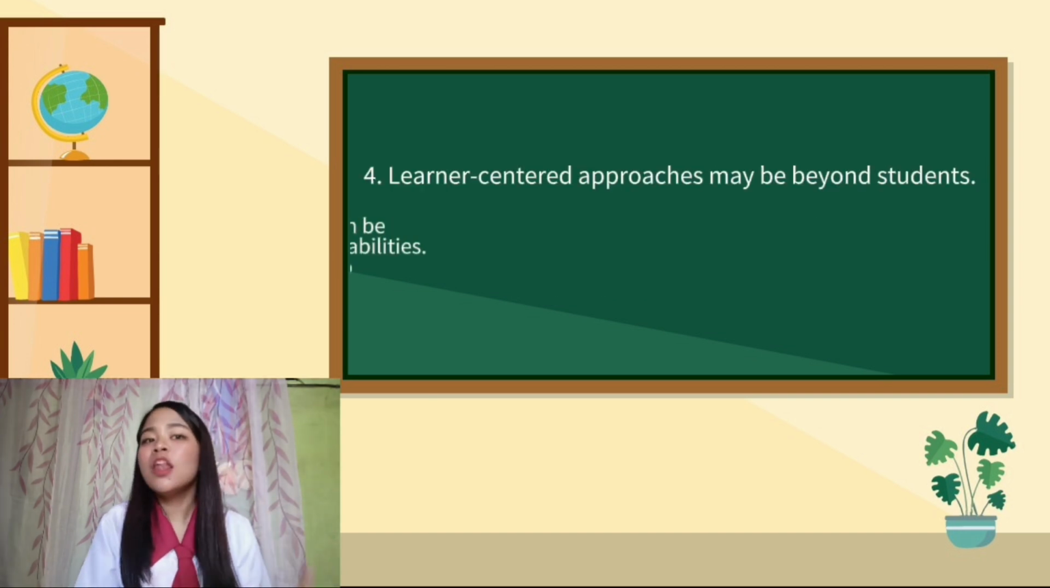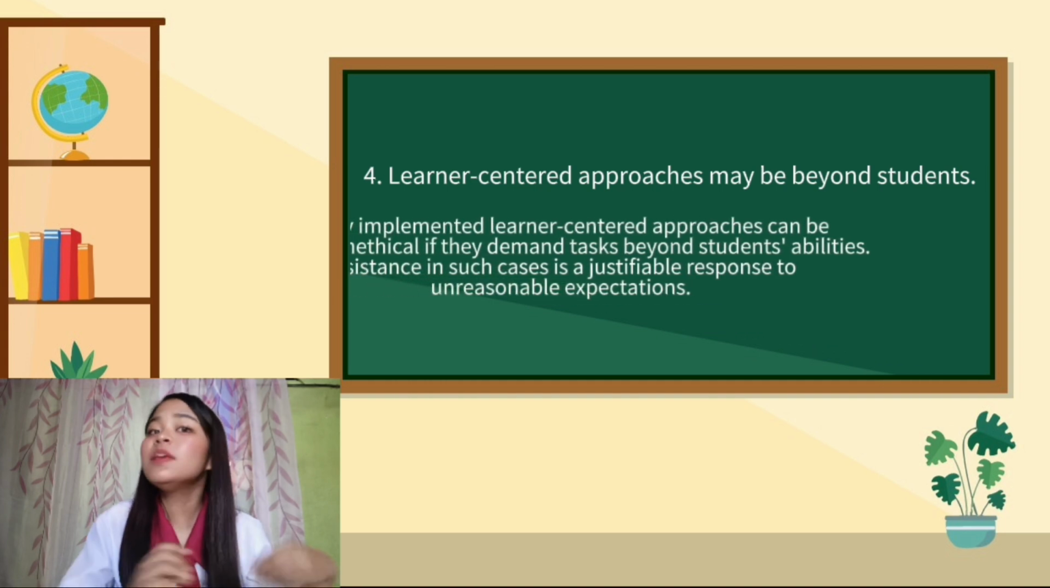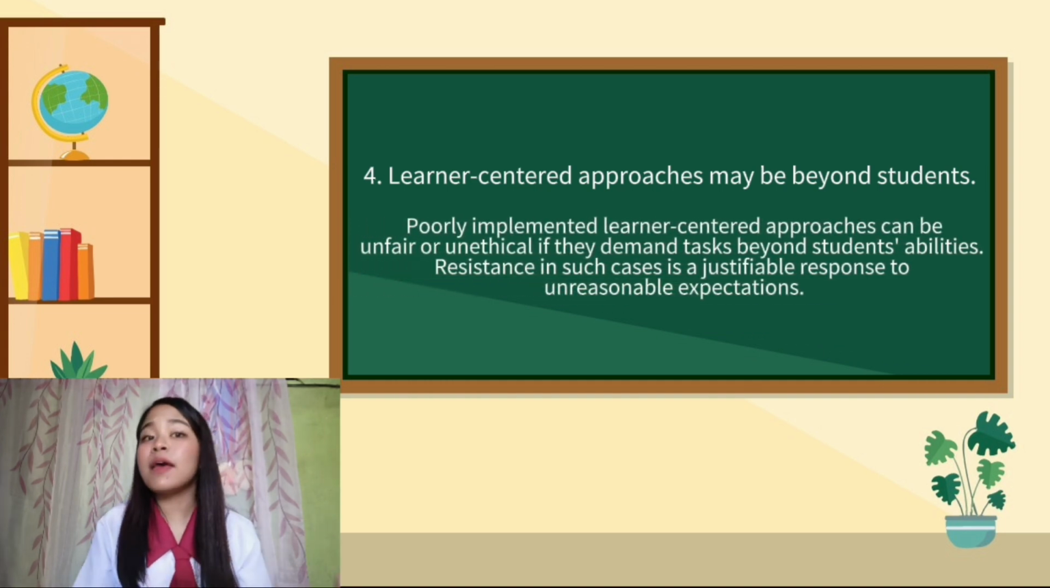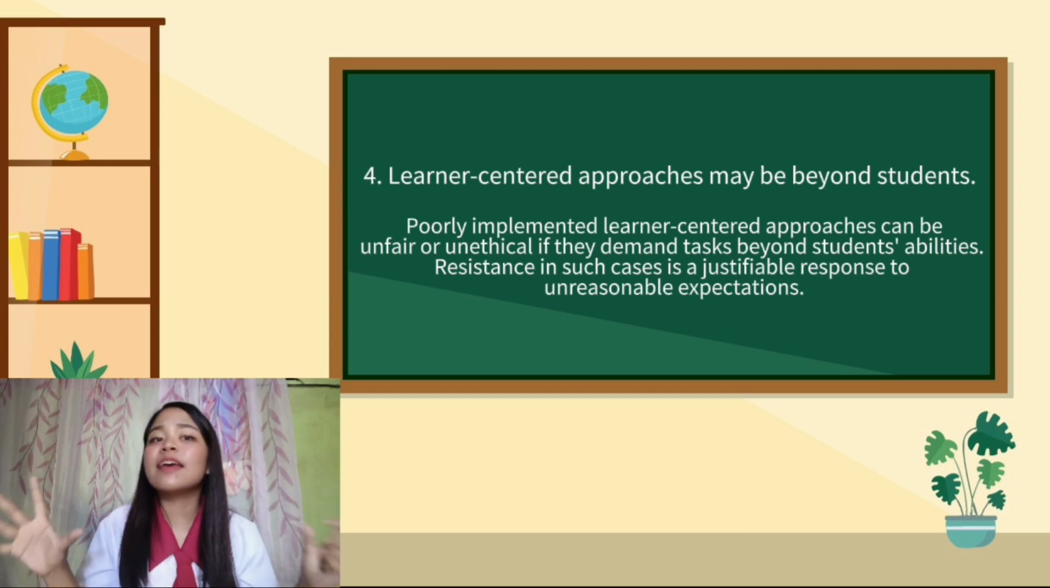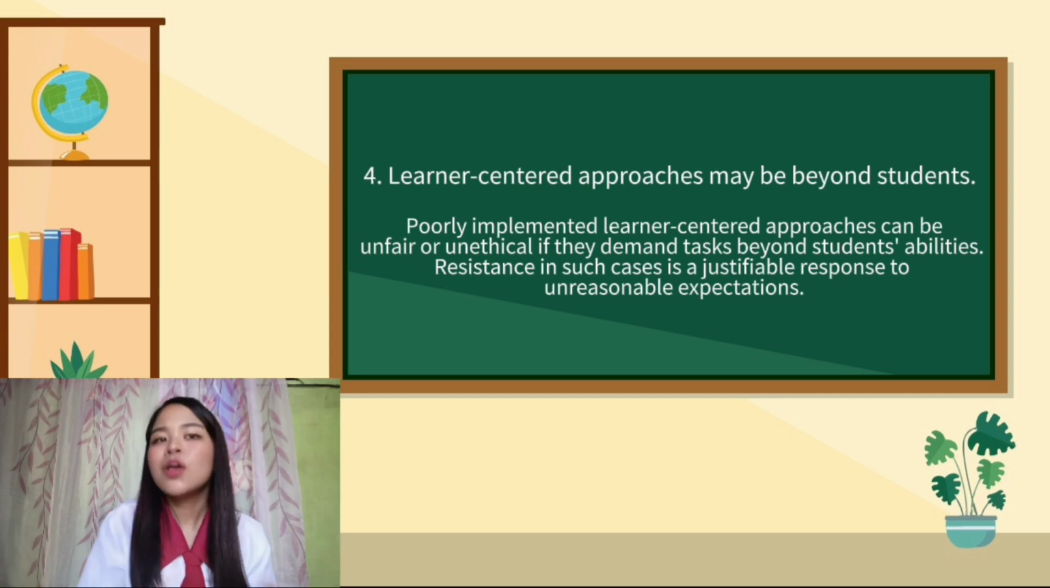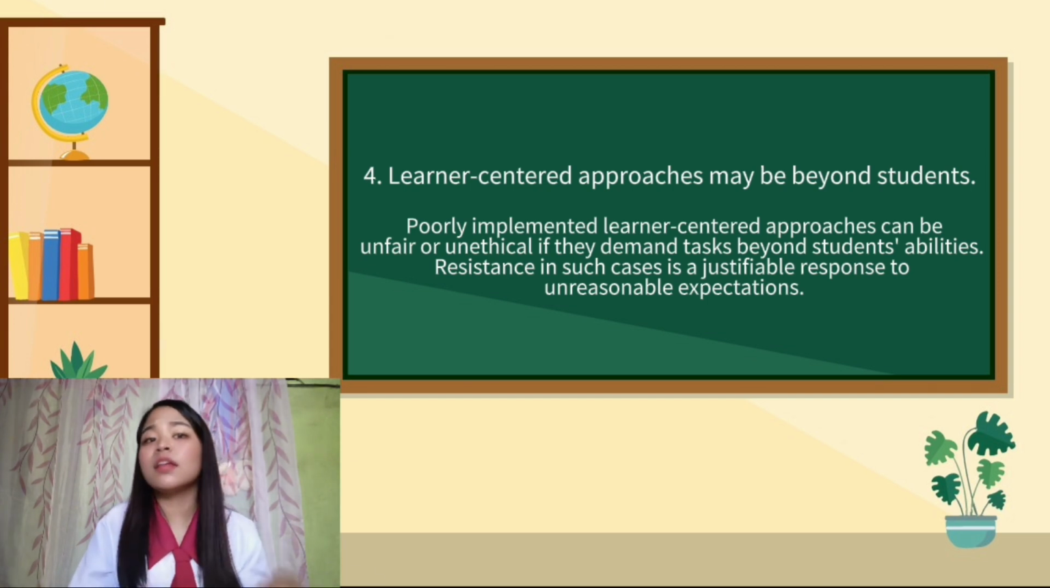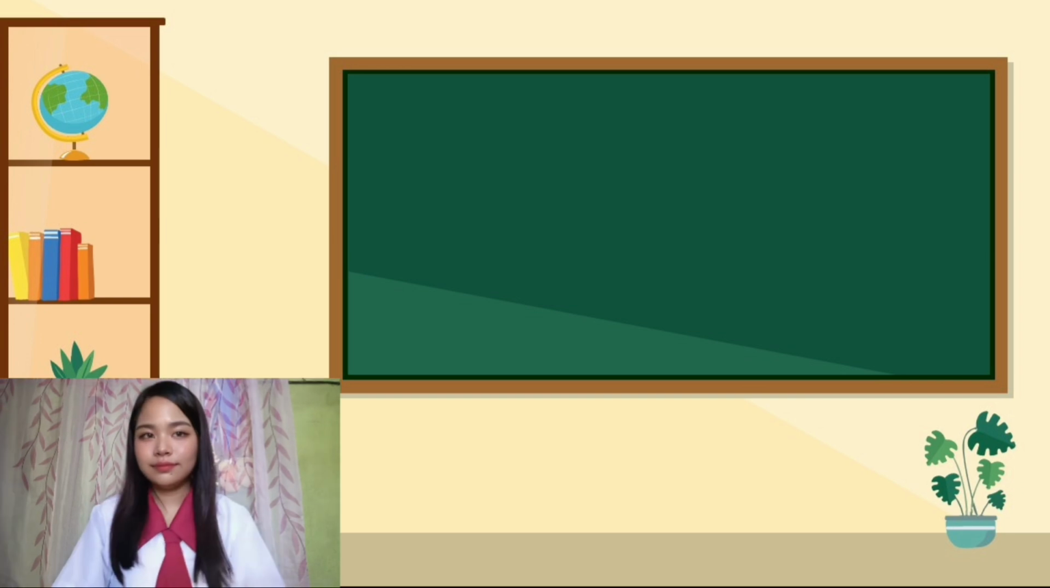Number 4, learner-centered approaches may be beyond students. Poorly implemented learner-centered approaches can be unfair or unethical if they demand tasks beyond students' abilities. Resistance in such cases is a justifiable response to an unreasonable expectation. So it is all about exceeding students' capabilities. Students resist because they feel the approach demands too much of them, leading to frustration and a feeling of being overwhelmed.